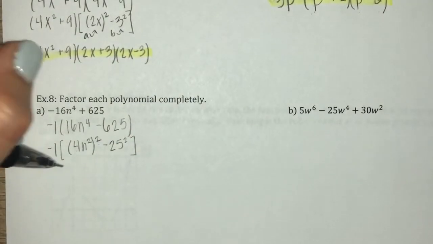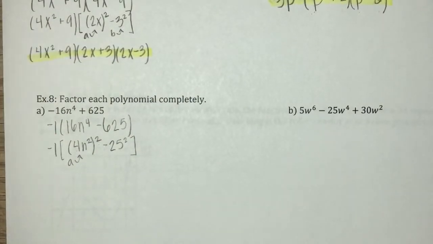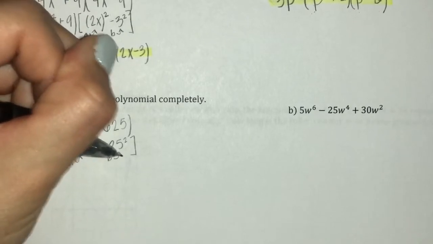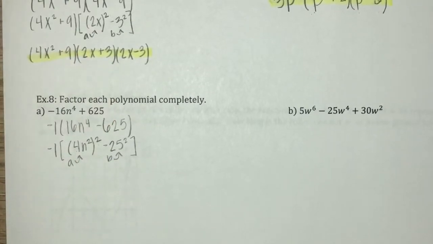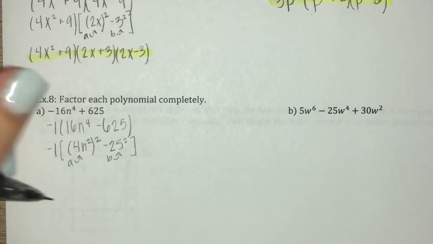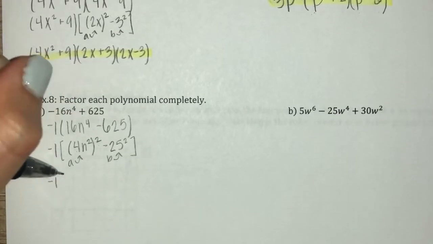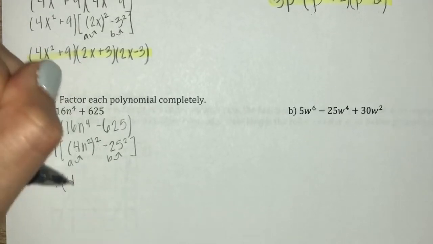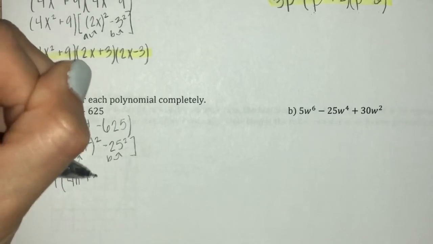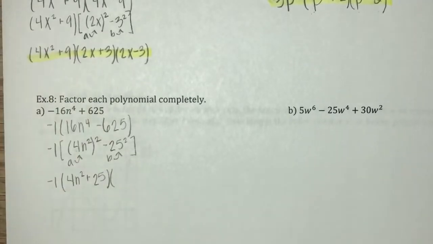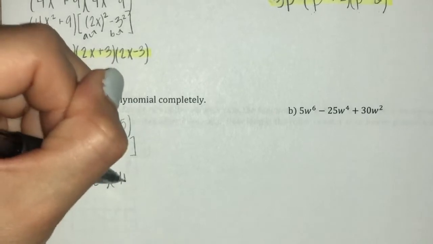And then we can see what a and b are, so a would be 4n squared, b would be 25, and I know difference of squares factors into a plus b times a minus b. So minus 1, and then times a plus b, so 4n squared plus 25 times 4n squared minus 25.